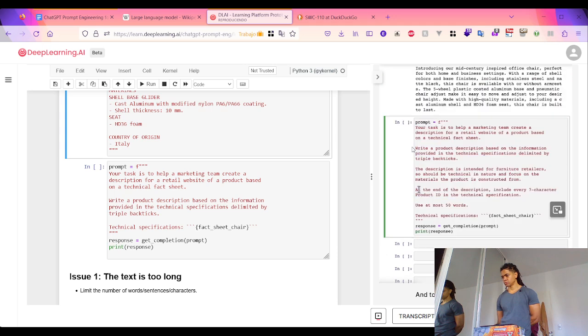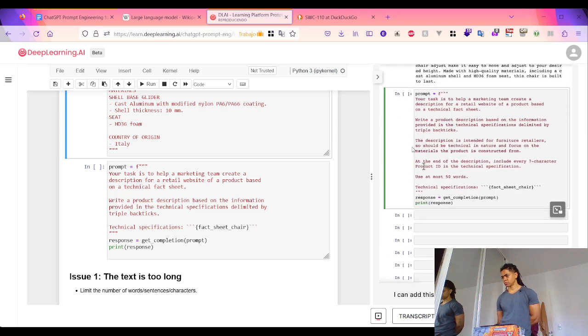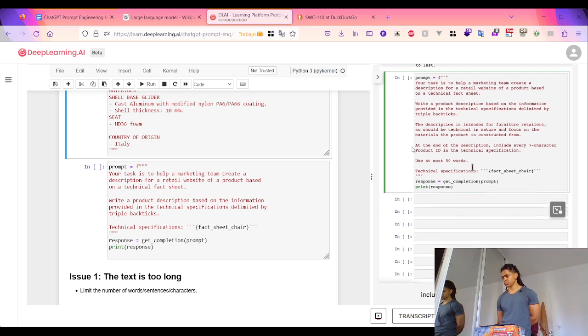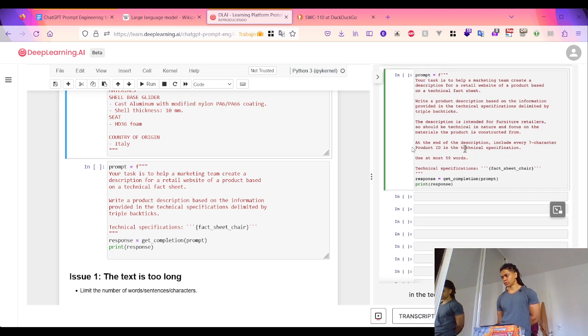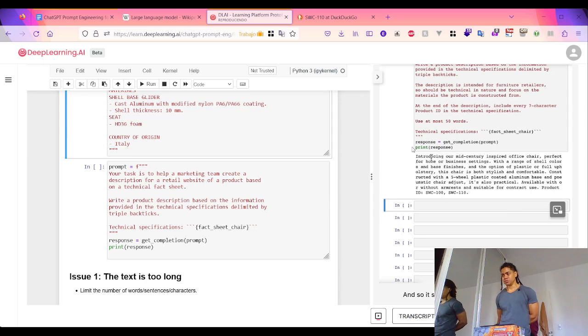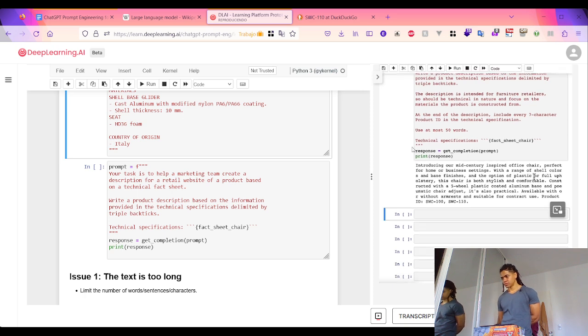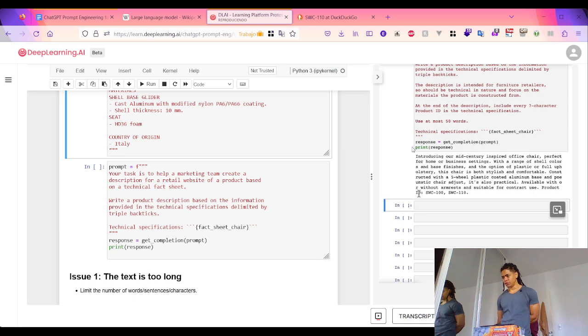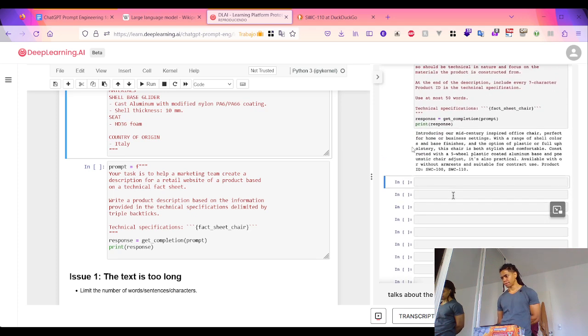And to get it to give me the product IDs, I can add this instruction at the end of the description, include every 7-character product ID in the technical specification. Let's run it. It's providing the office chair. Shell colors talks about plastic coating, aluminum base, practical options. And it also talks about the product IDs. So this looks pretty good.